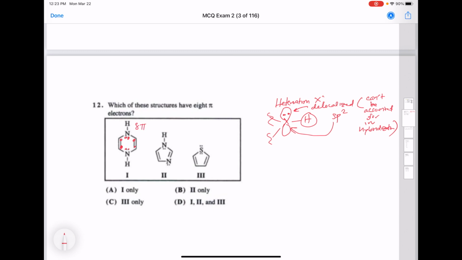So right away, we can cancel out options B and D, because now we know that option 1 must be included as well. So now the question is, do compounds 2 and 3 have 8 pi electrons? So let's look at these as well. Let's count the electrons at first in the double bonds, and now using our previous rationale, we know that these 2 electrons also have to be included. So now we're at 6.